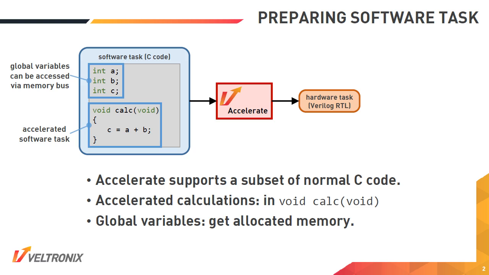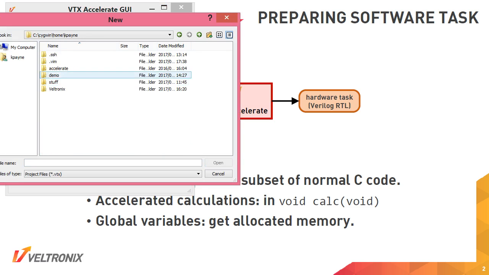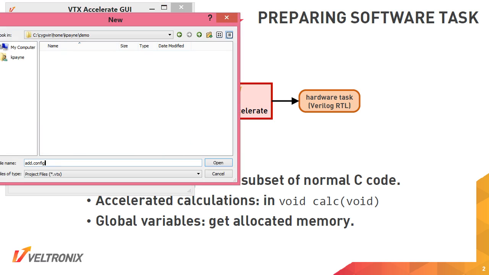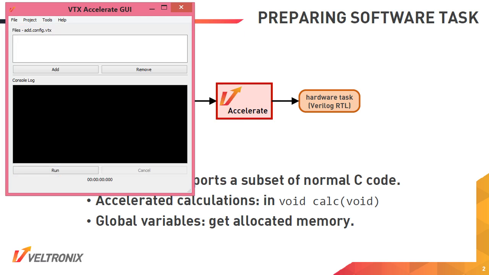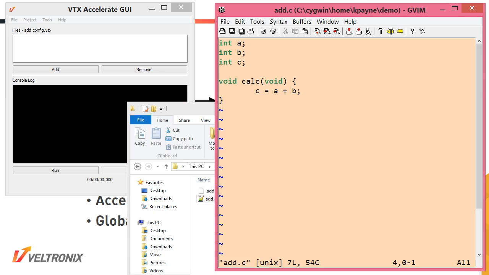I'll switch to the Accelerate GUI and start a new project with that C code added to the project. The example code is in the file add.c with the following contents. I'll add this C into the new Accelerate project.